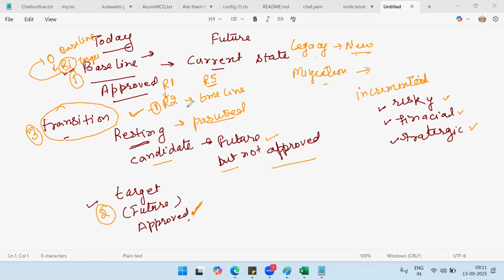And why I'm saying this is incremental, because ultimately we need to reach R5, but at this moment we are at R2, and we are testing it, for example, in the staging environment. Okay, you are checking in the staging environment. Release 2 is fine. Once release 2 is fine, then you are pushing it into the target framework, right? So here you are defining the timeline.